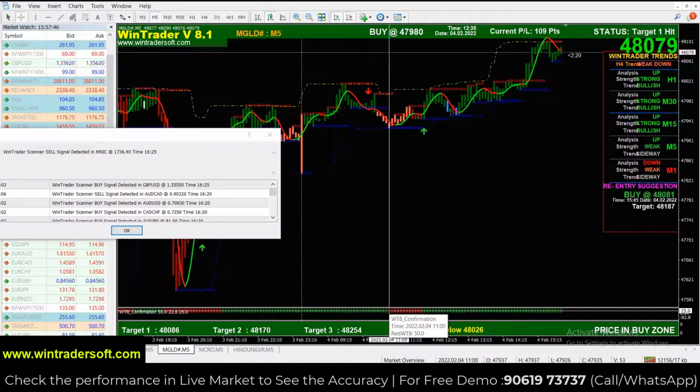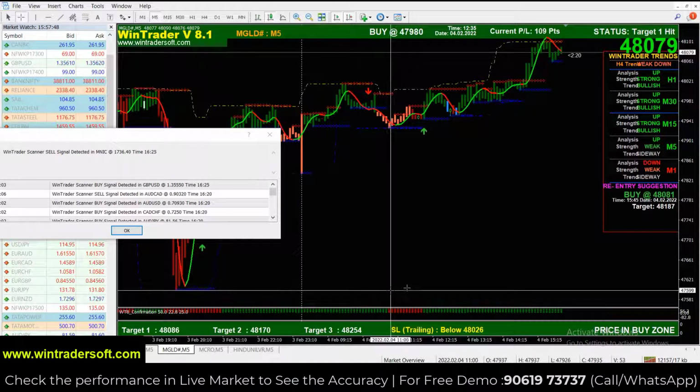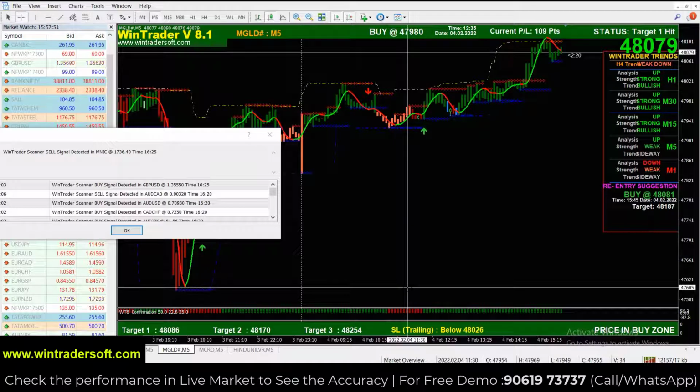You only have to check the two confirmations. If these two confirmations are okay, then only you can take the position. If it is not confirmed, then you just avoid the signal.